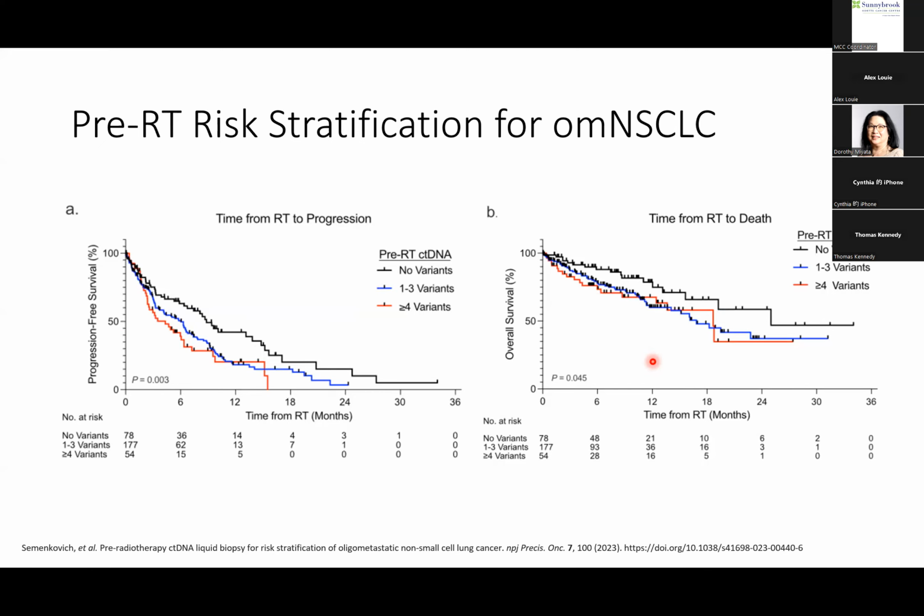This could potentially help provide more information for us looking into patients who appear to have radiographic oligometastatic non-small cell lung cancer and identify those patients who are potentially most able to benefit from local therapy, from those who potentially may benefit more from subsequent lines of systemic therapy.